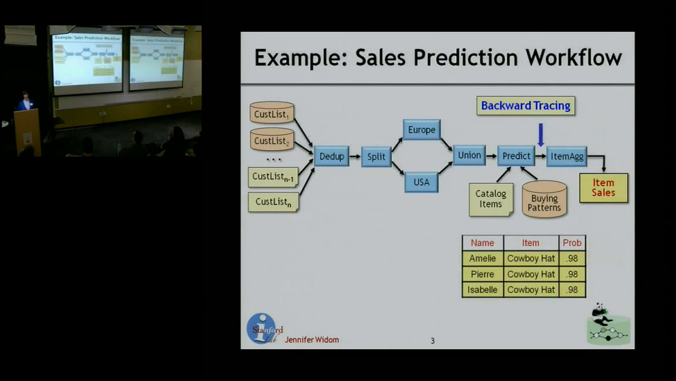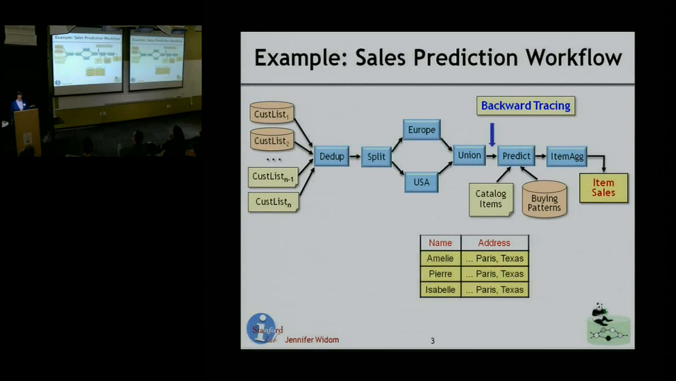I'll send that cowboy hat prediction back one step, back through my aggregator, and I'll discover, obviously there would be a larger number in reality, that I have 3 customers, which is a lot, who I predict will buy cowboy hats with a relatively high probability. That still seems odd to me, because I really didn't think I had a lot of people from the South, for example, who might buy cowboy hats, so I have to keep tracing backwards. Again, hopefully I captured the provenance in order to do that. So I go back and I find that these 3 customers are from Paris, Texas. Some of you can probably already see what's going to happen.